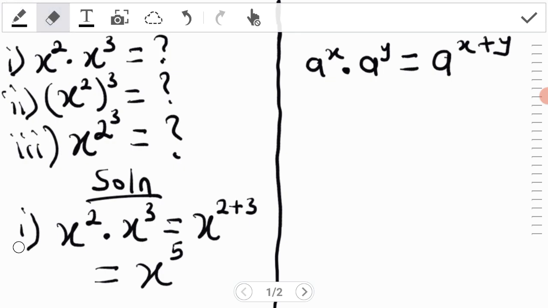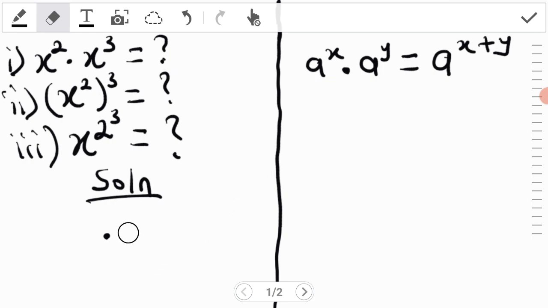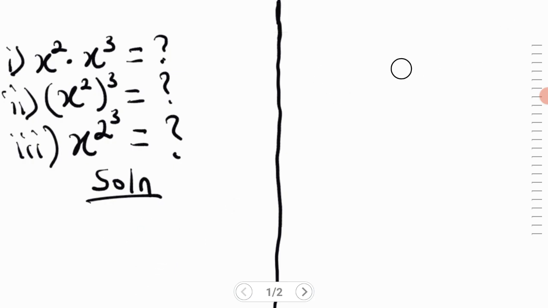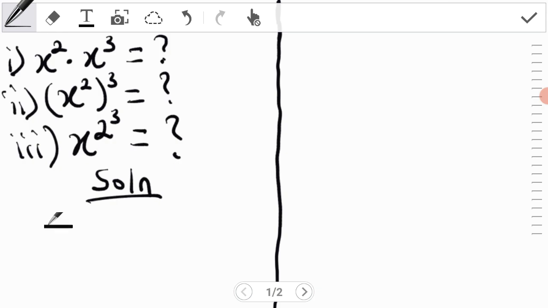Okay. Now let's take the second example. So the second example, which is x raised to the power 2, then we have 3 here. So with this, we can actually go back to the laws of indices again.